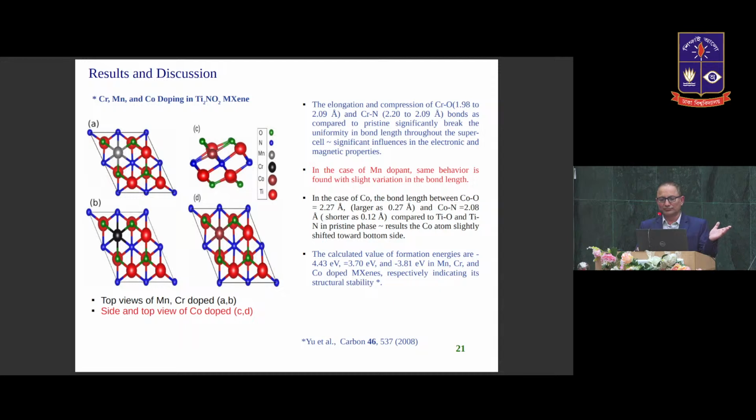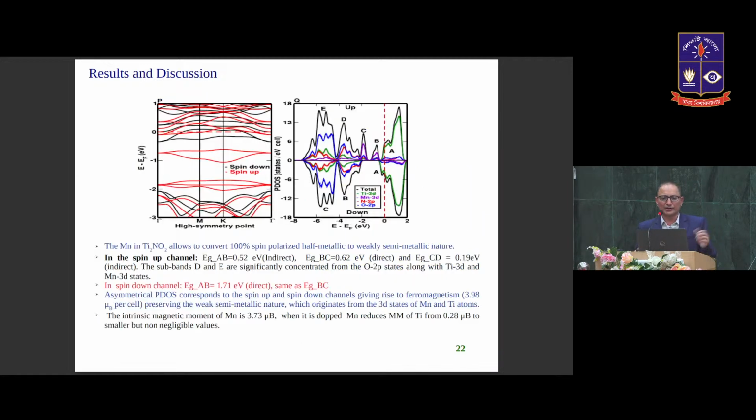Compared to that, elongates and shorter compared to Ti-O and Ti-N in the pristine case. So results of chromium are slightly shifted towards the bottom side. And when we are calculating the Fermi energy, all systems are found to be stable in nature. So we went towards the different calculations after doping Mn in Ti2NO2, which allows the 100% spin polarization half metallic to weakly semi-metallic nature, half metallic to weakly semi-metallic in nature.